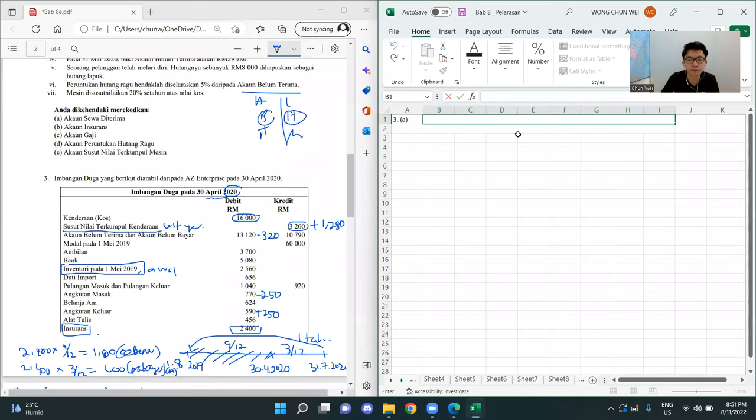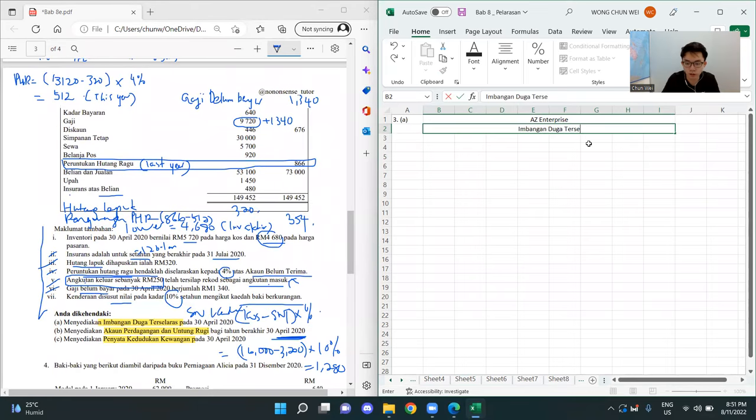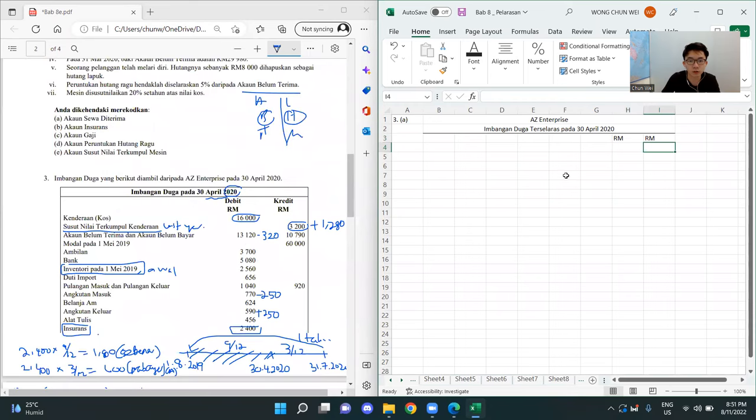So the name is Zach and the price, and then imbangan duga. So what we're doing now, imbangan duga terselaras. Pada Ringgit Malaysia, Ringgit Malaysia. So how does your Imbangan Duga look like? So it's the same thing. Okay, so Imbangan Duga, you have the debit credit. So if you debit, credit. That's it. So after that, very simple.